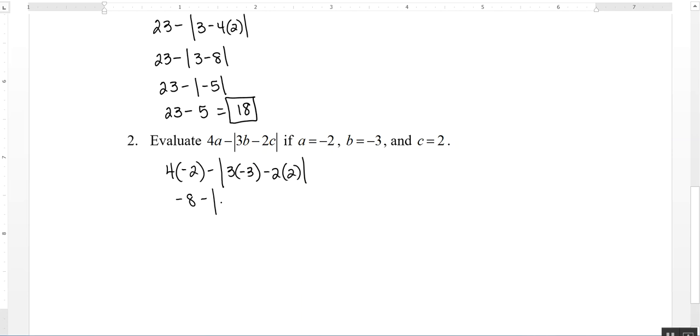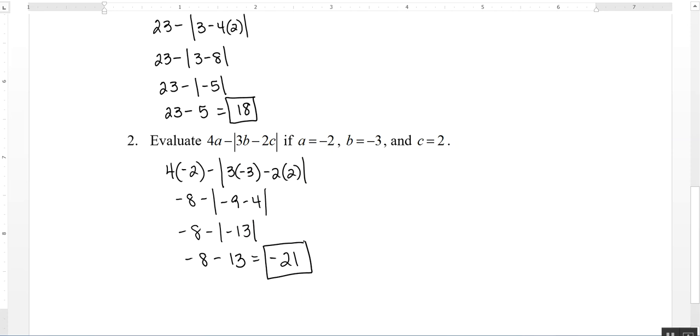3 times -3 is -9. -2 times 2 is -4. Now let's combine like terms within the bars. Just bring down the -8 minus the absolute value of -13. Now since I have one number between the bars, I'm going to take the absolute value of -13, which is 13. So I have -8 minus 13, or my final solution is -21.